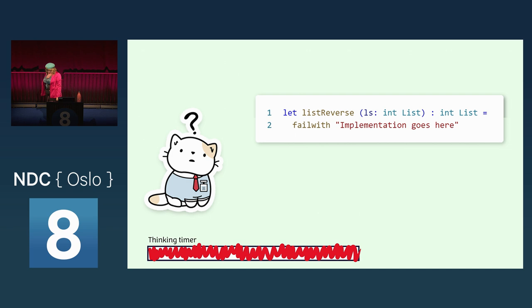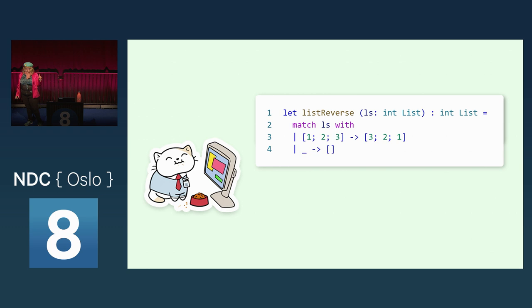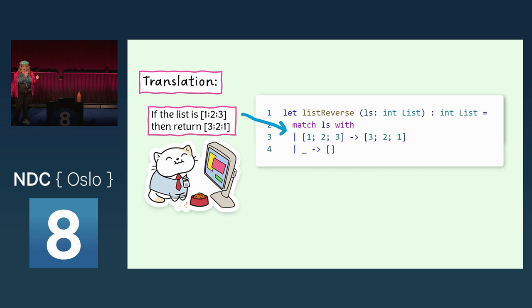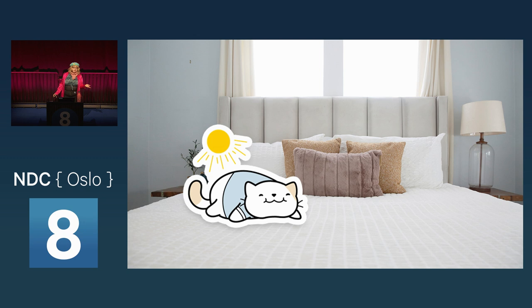So the answer is, of course, this. I'm hearing a few giggles. I'm assuming those are the F#ers. If we just translate this: if the list we're given is 1, 2, 3, then return 3, 2, 1. Otherwise, return an empty list. It's perfect, right? Yeah, it is perfect. Passes our unit test. Everything's green. So now it's time to take a nap and prepare our letter asking for a promotion to senior level, because we're really good.